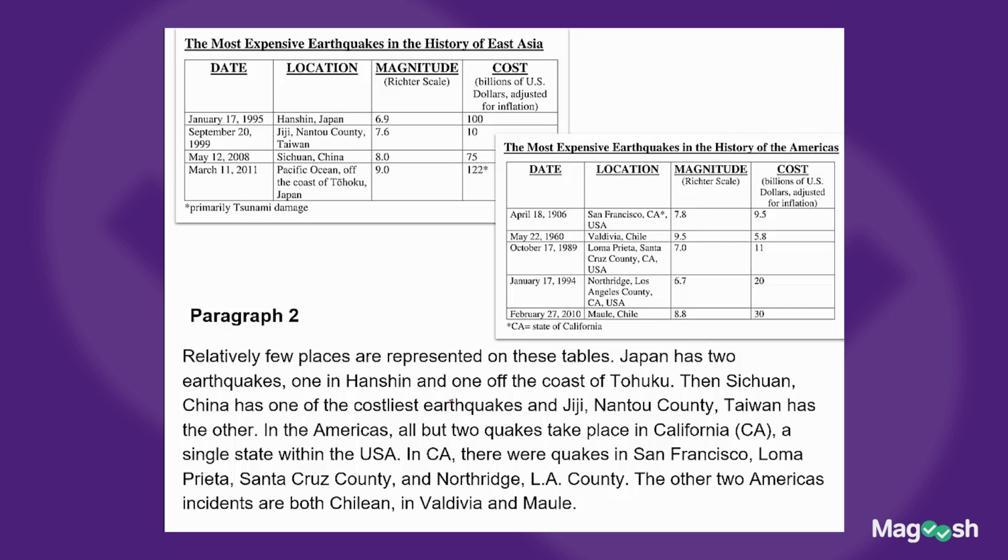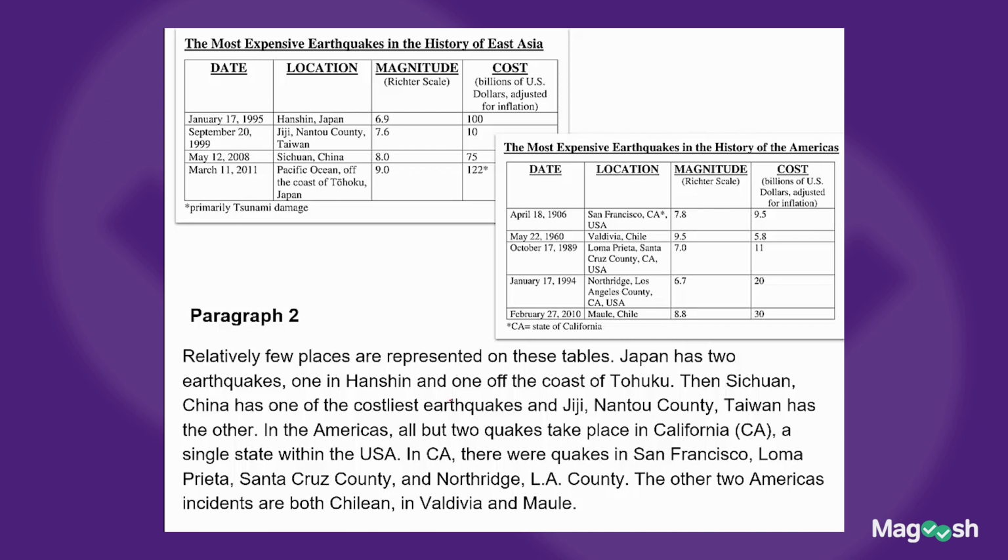Okay, now let's go on to paragraph 2. It says, relatively few places are represented on these tables. Japan has 2 earthquakes, one in Hanshin and one off the coast of Tohoku. Then Sichuan, China, has one of the costliest earthquakes, and Jiji, Nantou County, Taiwan, has the other. In the Americas, all but 2 quakes take place in California, a single state within the USA. In California, there were quakes in San Francisco, Loma Prieta, Santa Cruz County, and Northridge, LA County. The other 2 Americas incidents are both Chilean, in Valdivia and Maule.